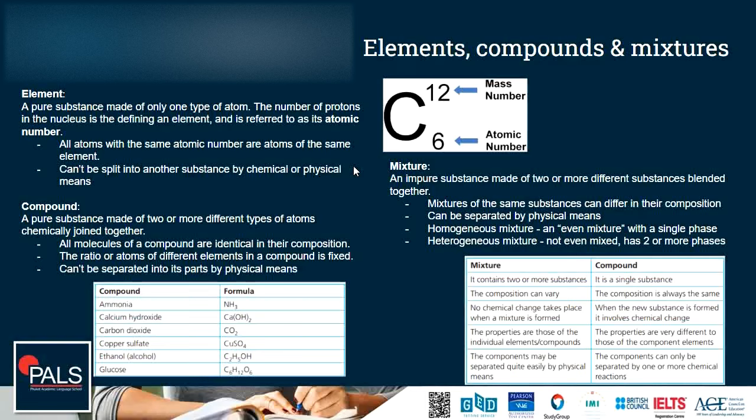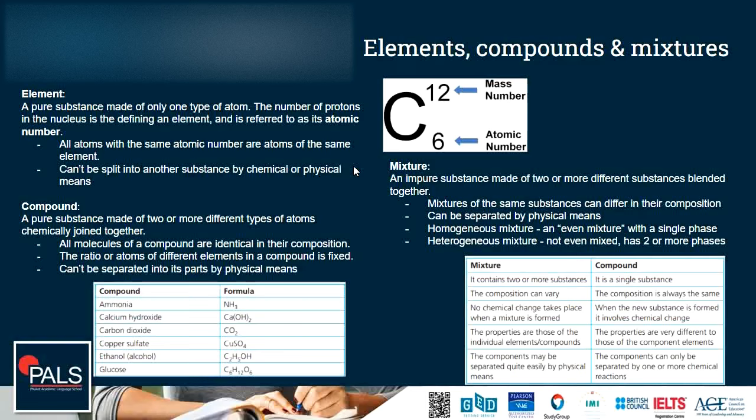There are 2 major types of mixtures, which are homogeneous mixtures and heterogeneous mixtures. Homogeneous mixtures are even mixtures with a single phase, for example, salt water again, where the salt is evenly distributed within the water. It's dissolved. A heterogeneous mixture is a mixture that is not evenly mixed and usually has 2 or more phases. For example, a mixture of oil and water.